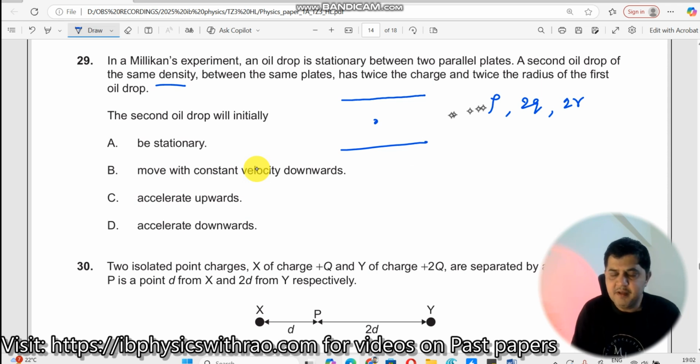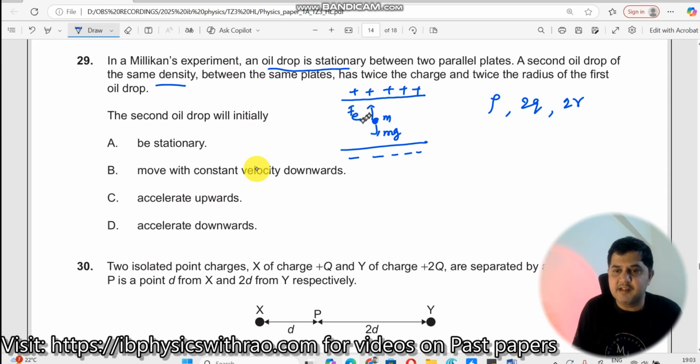Now you see, why should an oil drop be stationary between two parallel plates? Let me say this is your positively charged plate and this is your negatively charged plate. In Millikan's oil drop experiment, the oil drop has a mass m, so mg will be acting downward. But it has a negative charge, so there is an electric force that acts upwards. If these two balance each other, the oil drop will not move. It will just be floating there, right?